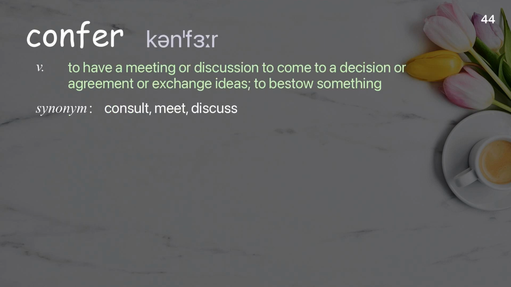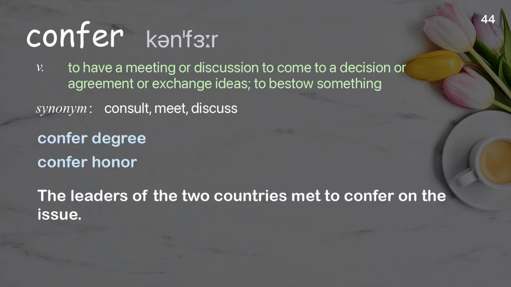Confer. To have a meeting or discussion, to come to a decision or agreement or exchange ideas, to bestow something. Examples: Confer degree. Confer honor. The leaders of the 2 countries met to confer on the issue.